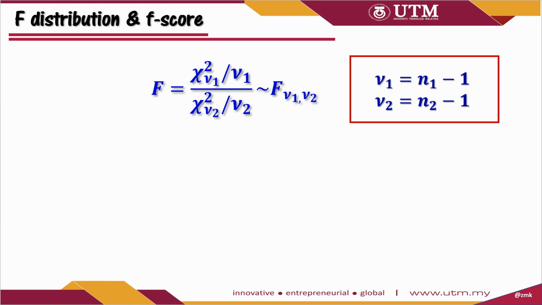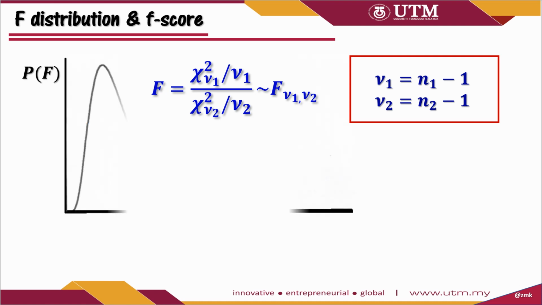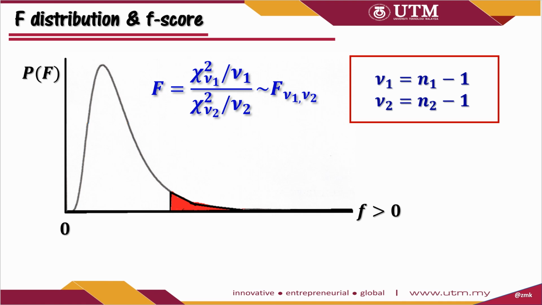Therefore, a possible shape of an F distribution looks like this. Obviously, it's not symmetrical and it is skewed to the right. The values of F start from 0 and obviously are always positive.